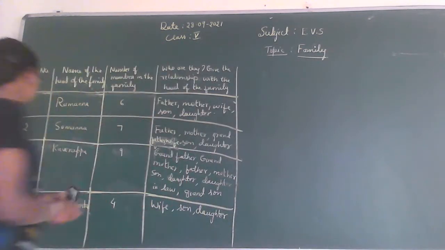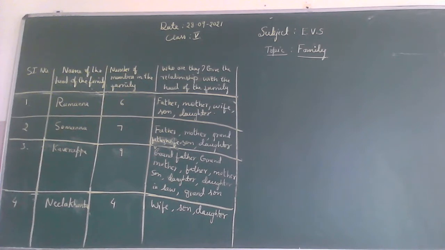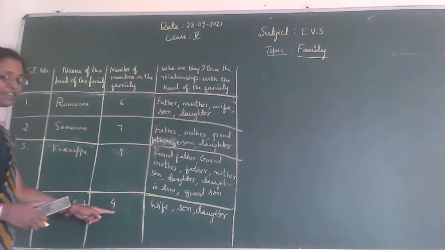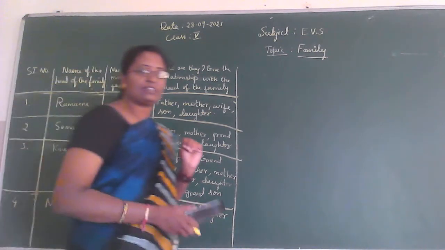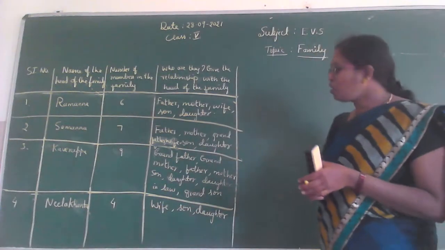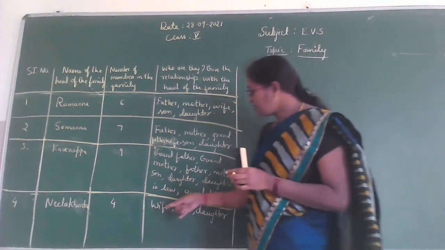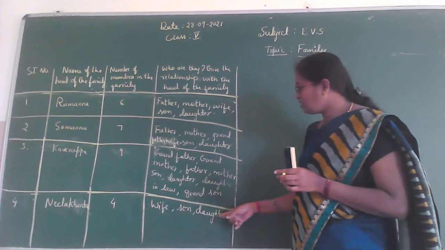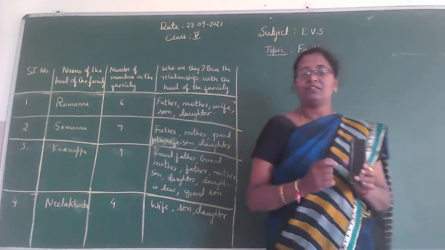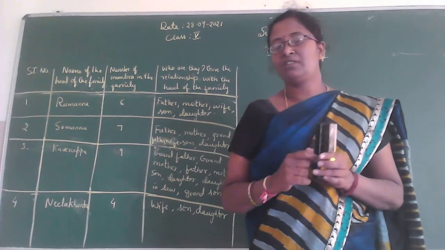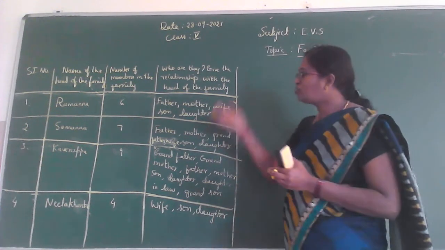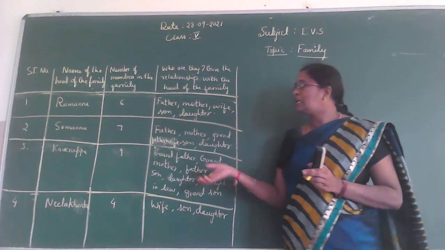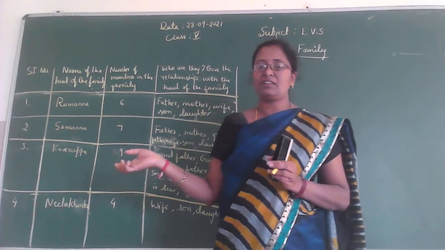So next is Nilakanta's family. The fourth family is Nilakanta's family. How many members are there in Nilakanta's family? There are only 4 members. Is it? So who are they? Nilakanta has a wife, son, daughter. They are living in the same house. Is it? So this table shows different families, is it?